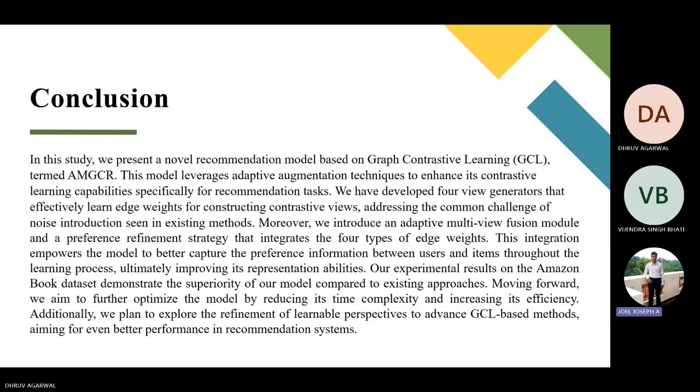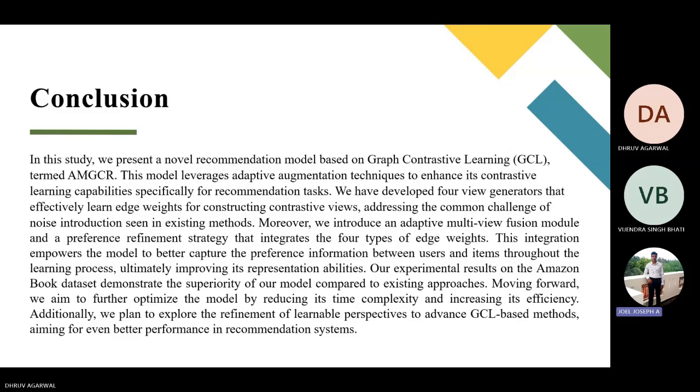So as a result of this project, we present a novel recommendation model based on graph contrastive learning, termed AMCGR, Adaptive Multi-view Graph Contrastive Learning. This model leverages adaptive augmentation techniques to enhance its learning capabilities for recommendation tasks. We especially have developed four view generators that effectively learn ways of constructing contrastive views, addressing the common challenge of noise introduction seen in existing methods.